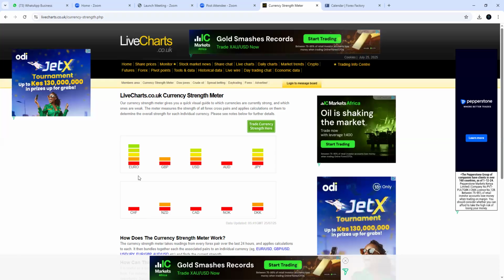Now, if the first currency of that particular pair is strong, the market is supposed to be going bullish. If the second currency on that pair is the one that is strong, then the market is supposed to go bearish. Let me show you that in the market, right?